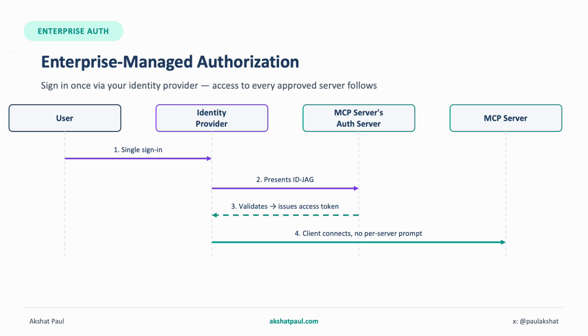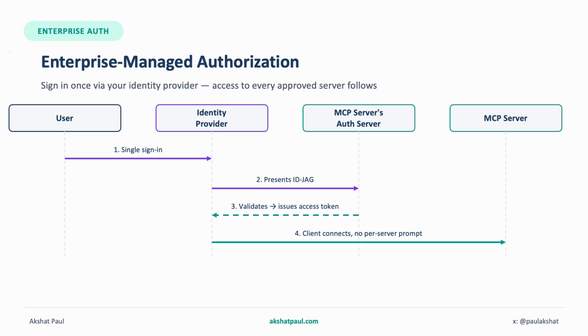Step 3. The MCP server's own authorization server validates that assertion against the identity provider and, critically, issues an access token without ever showing the user another consent screen. Step 4. The client connects to the actual MCP server using that token.